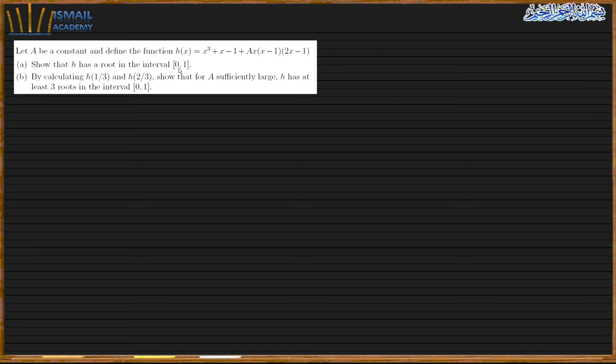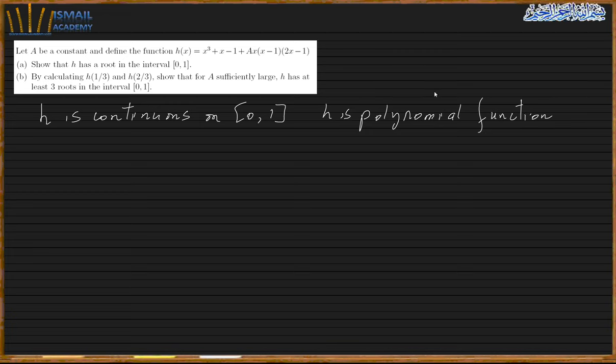Now I'm going to check the value of the function at 0 and at 1. So h is continuous on 0, 1, because h is a polynomial function. Now I need to find the value of h of 0. When I substitute 0 here, I get 0 here, minus 1, so it's going to be minus 1. For h of 1, this part will be 0, because we have 1 minus 1 is 0, so what's left is 1.